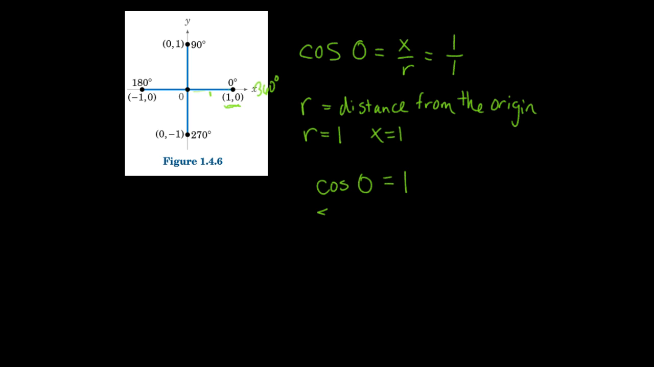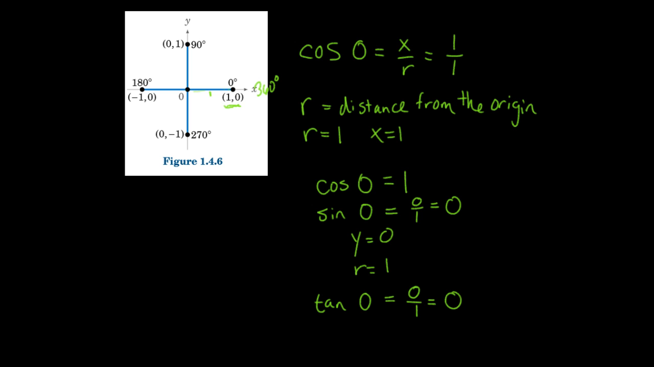If we set up the sine of 0 degrees, well, that's equal to y over r. In this case, y is equal to 0, r is equal to 1 once again. So we have 0 over 1, and if you simplify that, that's equal to 0. Well, what about tangent? Tangent of 0 degrees is equal to y over x, 0 over 1, which is equal to 0.